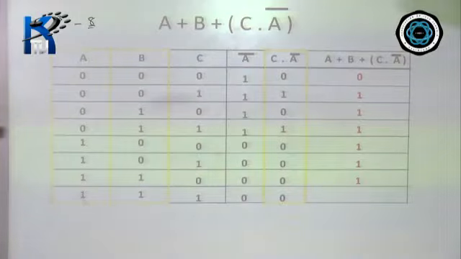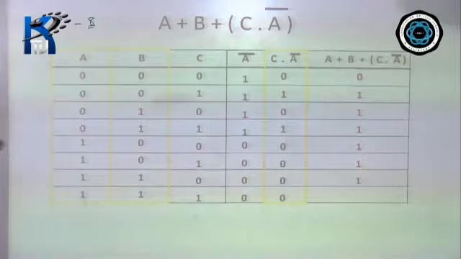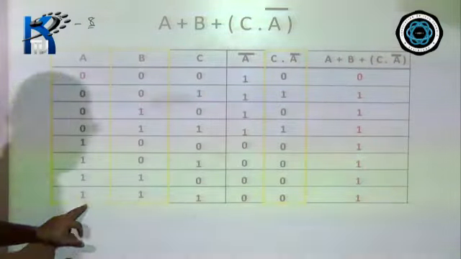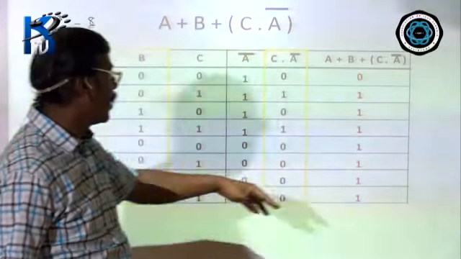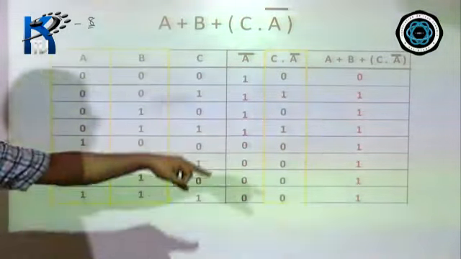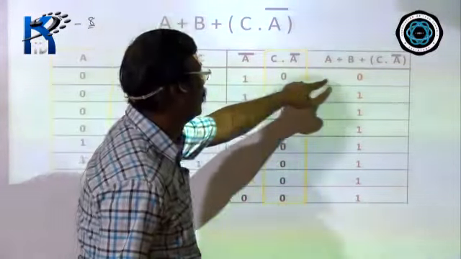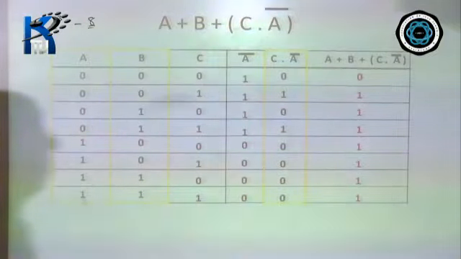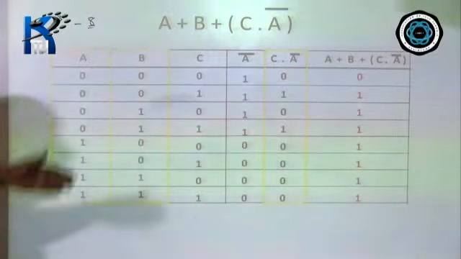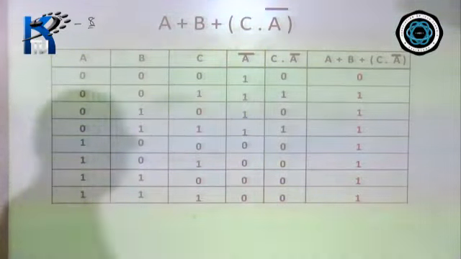Next we have got 1, 1, 0. So there are two 1s, so it is 1. And the last row, 1, 1, 0, is also 1. So we have got 0, 1, 1, 1, 1, 1. Except for the first row, all are 1, because in the first row we have got 0, 0, 0, 0, so it is 0. In all other cases, one of the inputs is 1, so the output is 1. So this is your final output.